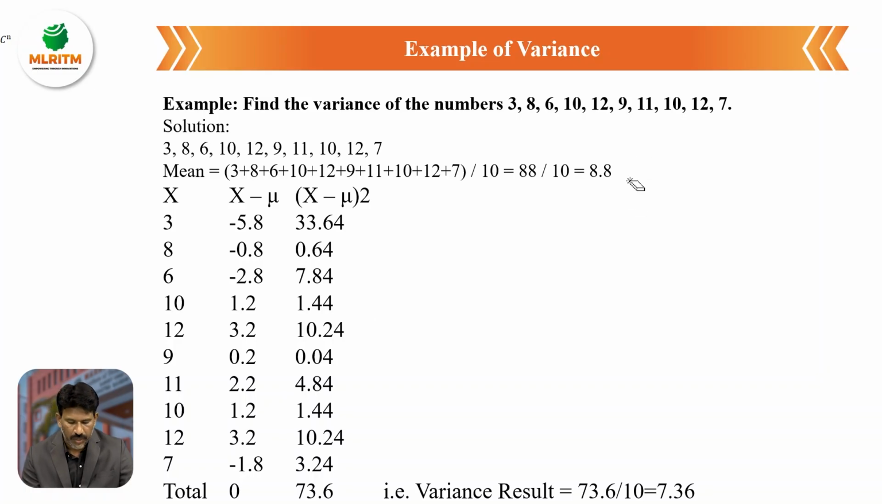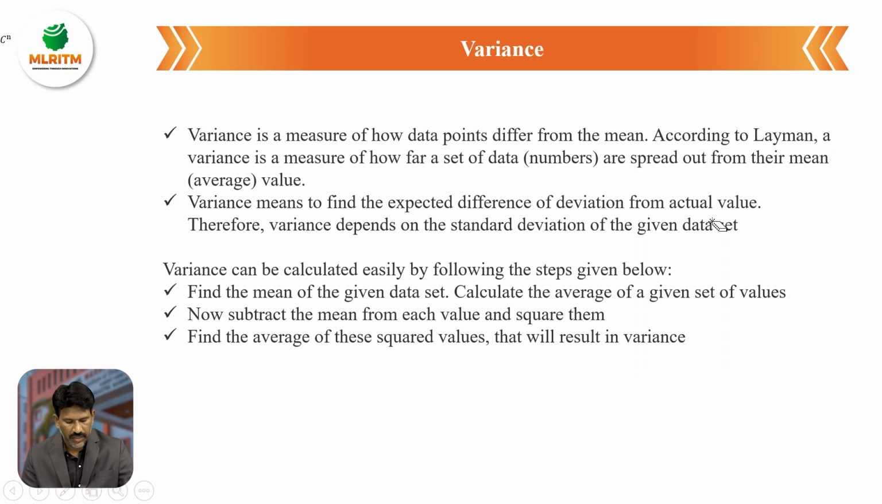The mean is 8.8. You have to do all the sum, and the total is 88. Then 88 divided by 10 is 8.8. So 8.8 is the mean. Once you get the mean, then you will perform the second step, subtraction. What does it say in the second step?